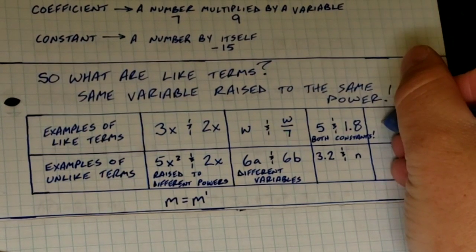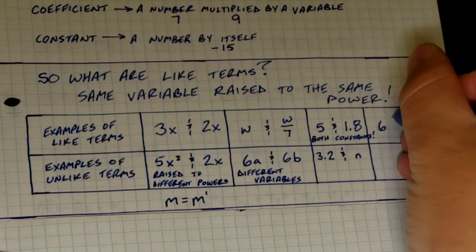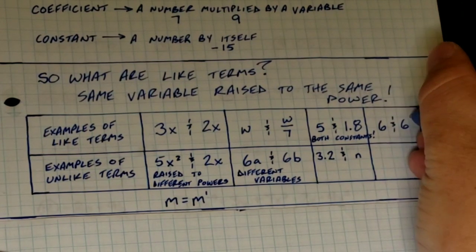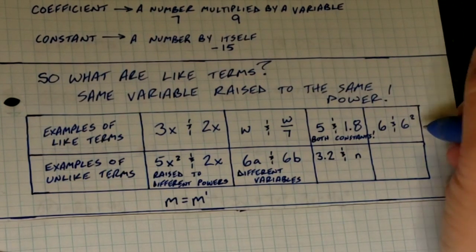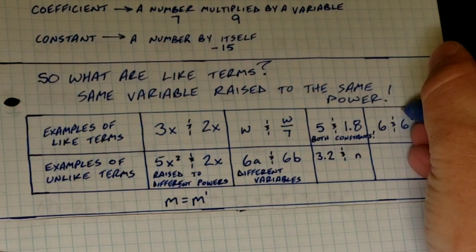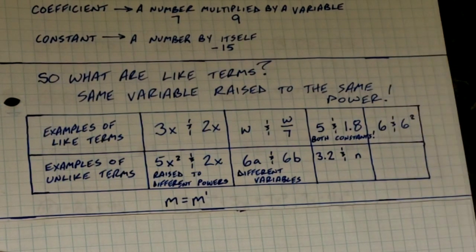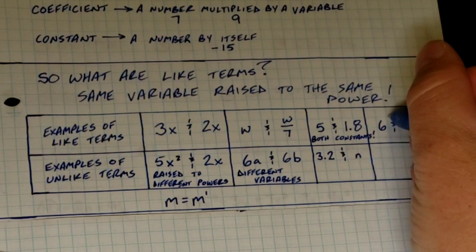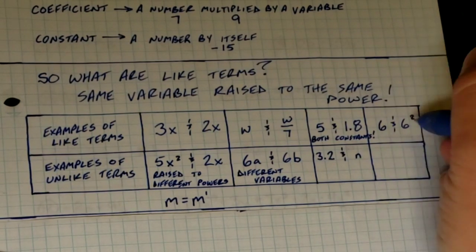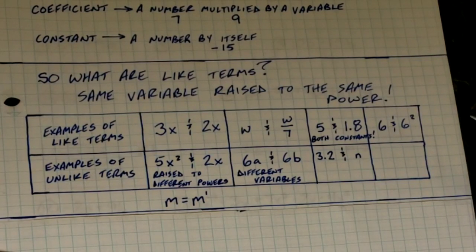Lastly, what about 6 and 6 squared? All right, are those like terms? Well, 6 squared is 36, right? And 6 and 36 are both constants. So even though this has an exponent that's different from this one, this is an understood 1, they're like terms because they're both constants. All right, now let's get a list of terms and make sure that we can identify which ones are like terms.